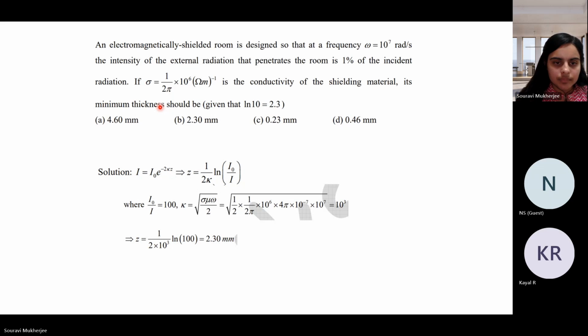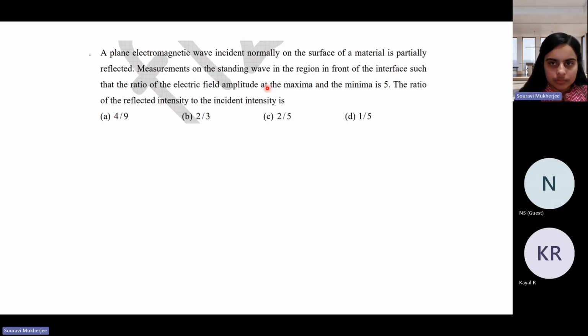Okay. Now, this is another question which tells you that you have a plane electromagnetic wave which is incident normally on some surface, okay, and partially reflected. This is what naturally happens in most of the cases. Now, measurements on the standing waves in front of the interface show that the ratio of electric field amplitude at the maximum and minimum is 5, right?